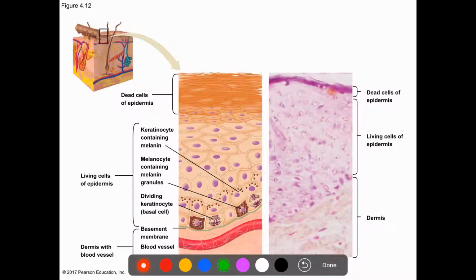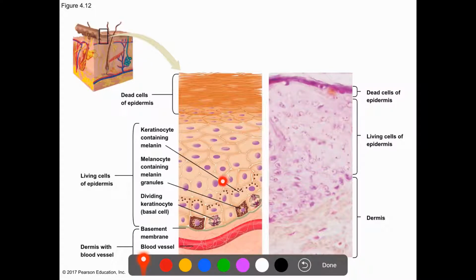So these are the keratinocytes. These are the melanocytes. These are the cells producing melanin. And these are the keratinocytes, which are going to pick up the melanin. And these are within the epidermis. Now, as you can see, the epidermis itself is made out of several layers of cells.